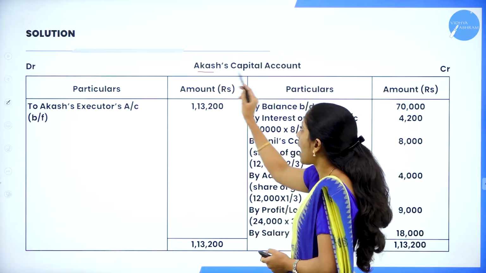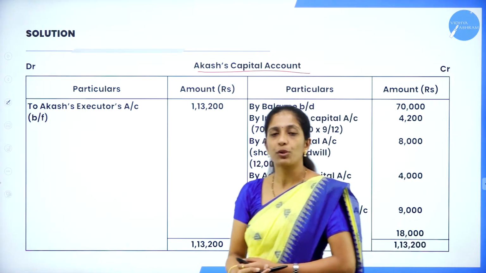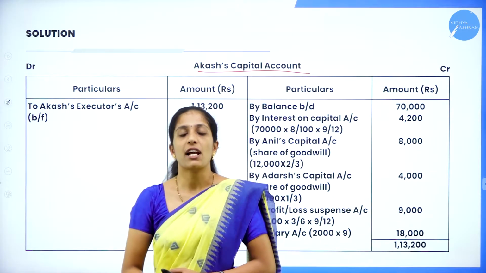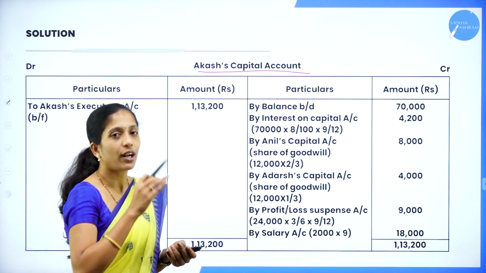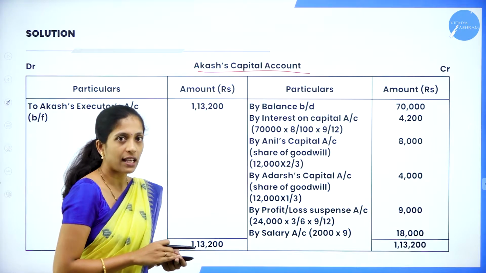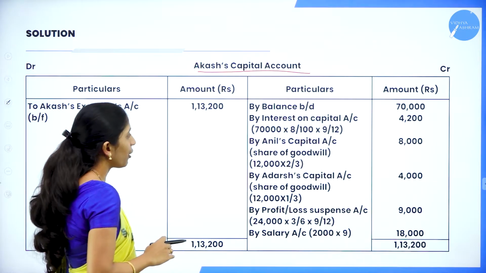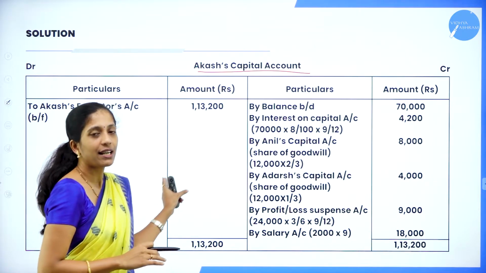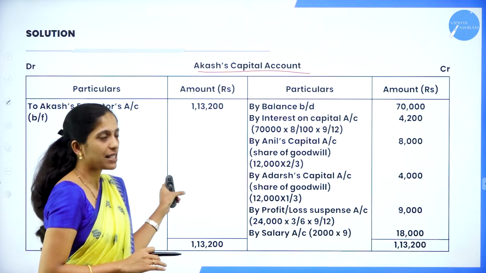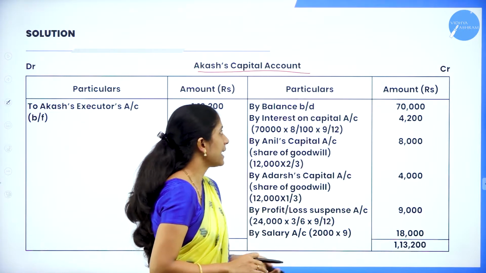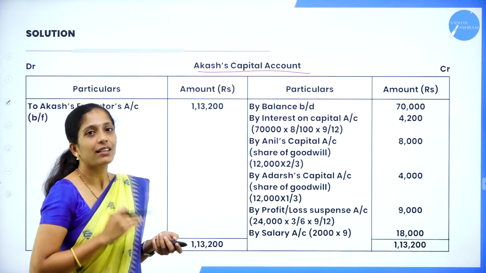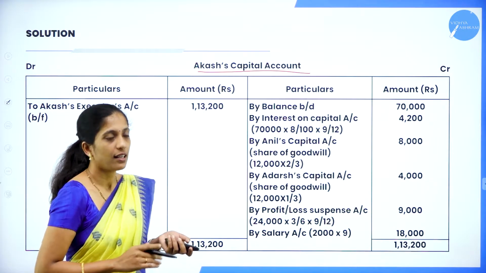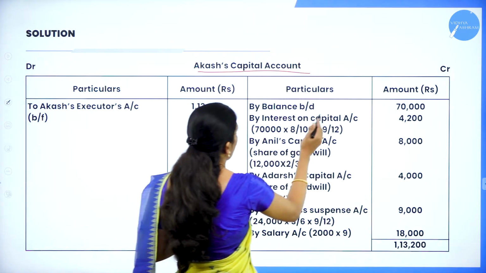So first write Akash's capital account. We are going to prepare Akash's capital account and find out the amount payable to Akash, and that amount has to be transferred to his executor. Now your format is, as you know, particulars and amount on the debit side, and on the credit side also particulars and amount. First, we have to bring down the capital of the partner. So, how to write? By balance brought down.